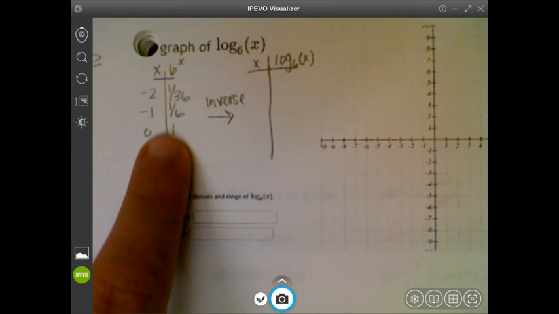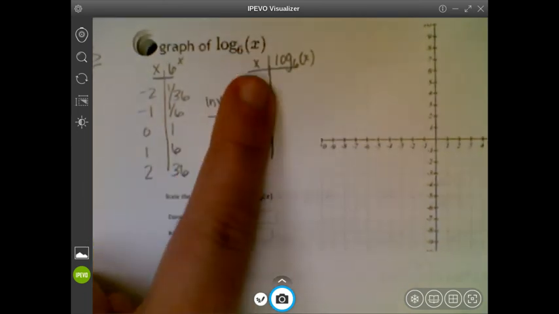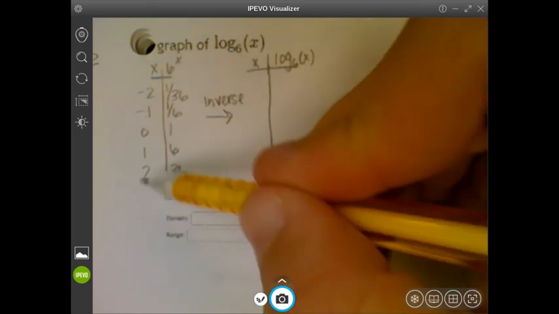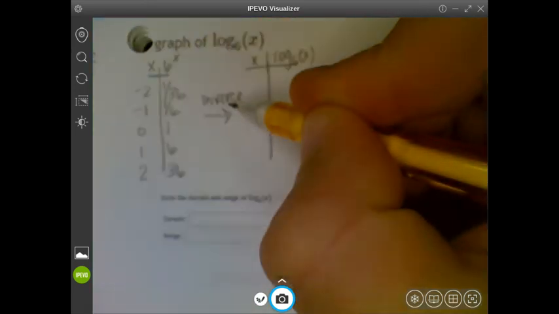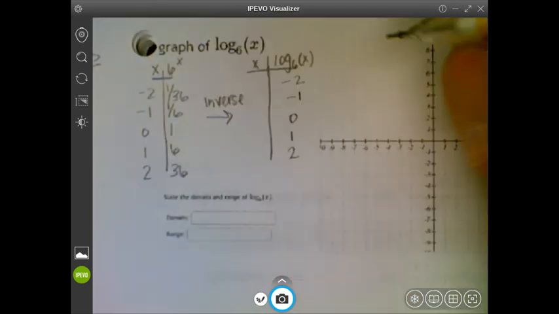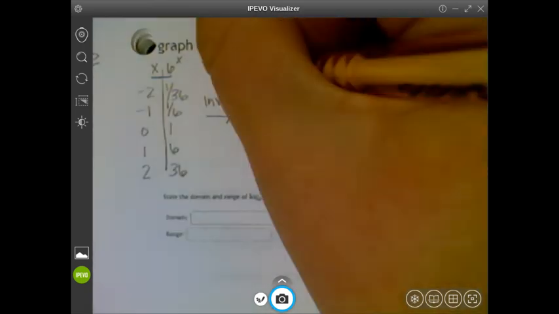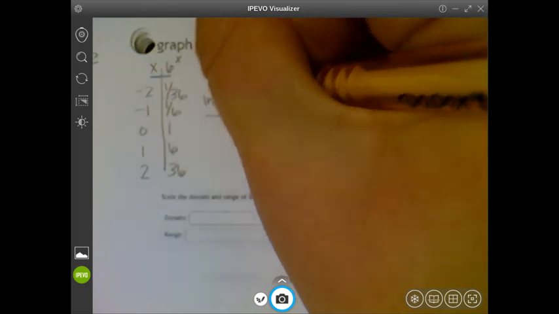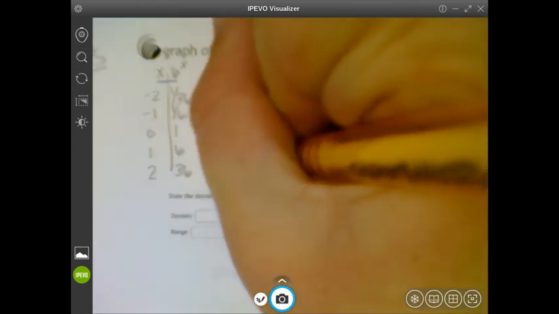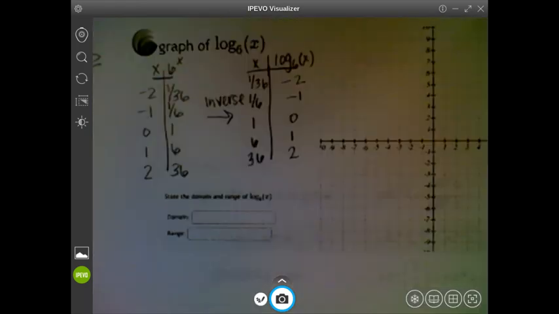And so starting with this table is much easier than trying to pick x values and plug them in and figure out what's going on. Because all you have to do is take this table and make the inverse of it. And the inverse is simply flip the x's and the y's. So there's your x's, and here's your y's, and they have now become the x and the y of the new function, and our new function is our inverse function.